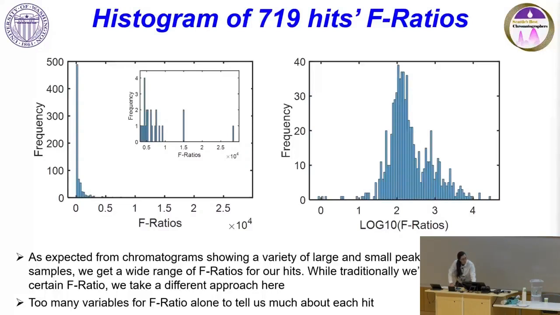I also just want to call out really quickly that the F ratio alone for a specific application doesn't really tell us much. We have some very large peaks that might have only a little bit of variation between sample classes. We might have some very small peaks that are present in some samples and completely absent in others. So this is a useful first step, but for our purposes here, doesn't tell us much directly.